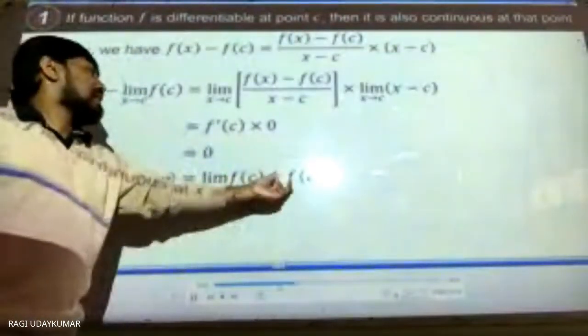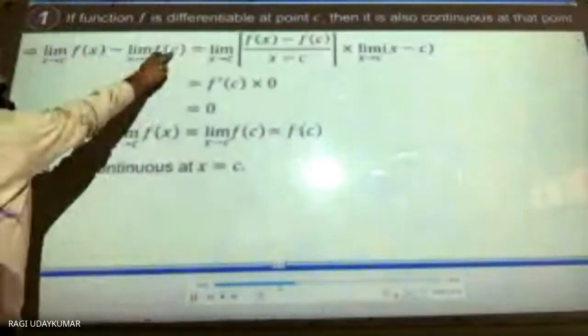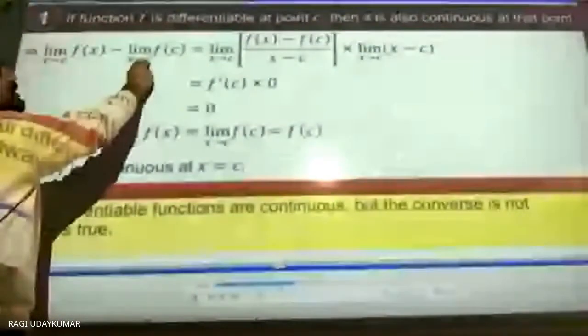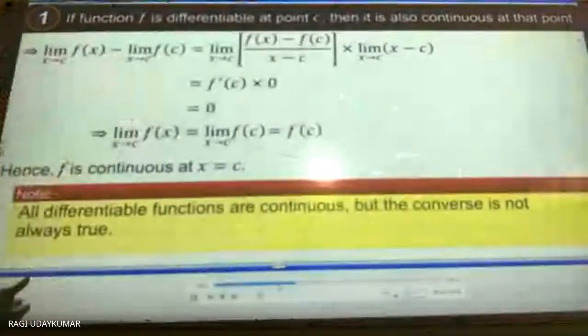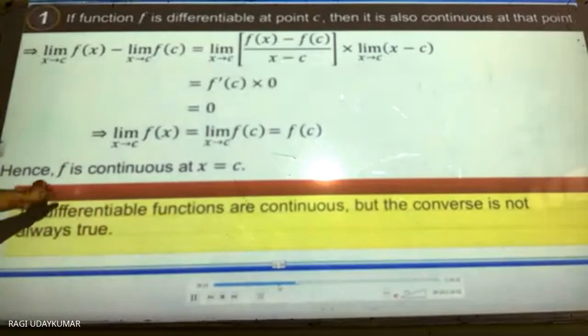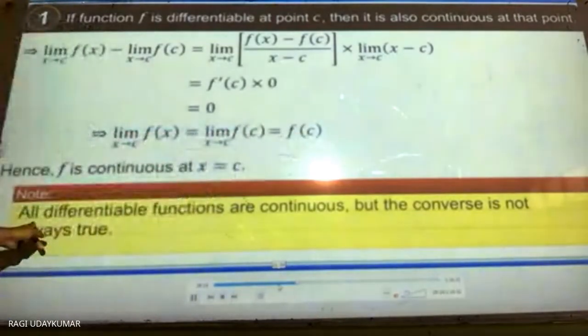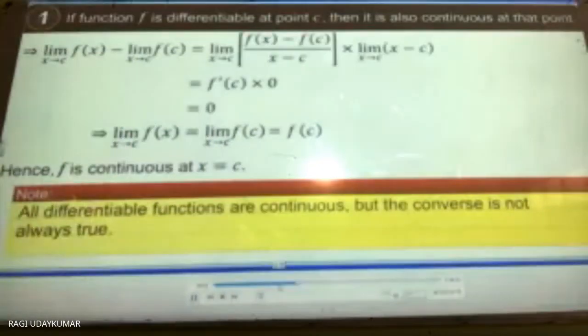Whenever you see this, f of c is a constant function, nothing but a constant. So the limit as x tends to c of a constant expression is the value f of c itself. So we can say that all differentiable functions are continuous, but the converse need not be true. That means if a function is continuous, it may not be differentiable.